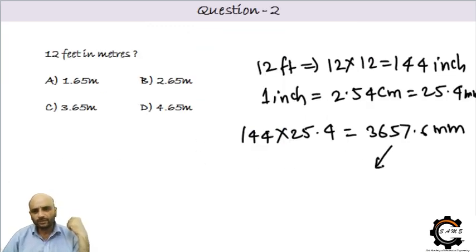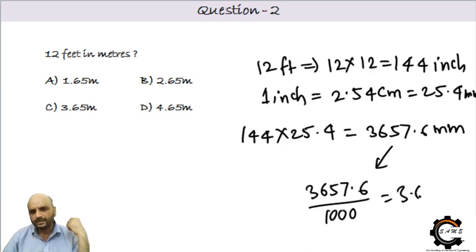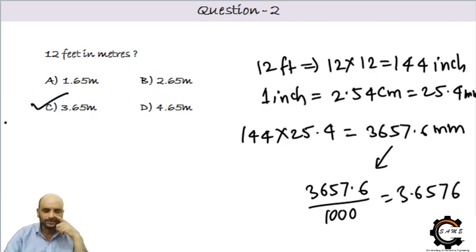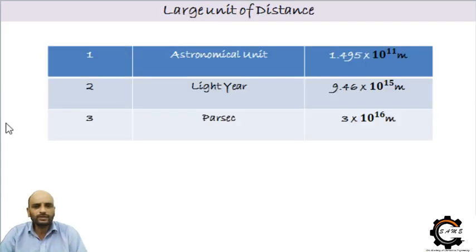So here I have to convert this, that is 36.57.6 divided by 1000, right? So I will get 57.6. This will be the answer. So the C will be the answer. Okay, so this is how we will convert from one unit to other units.